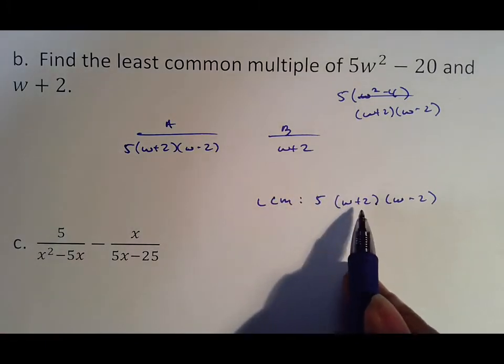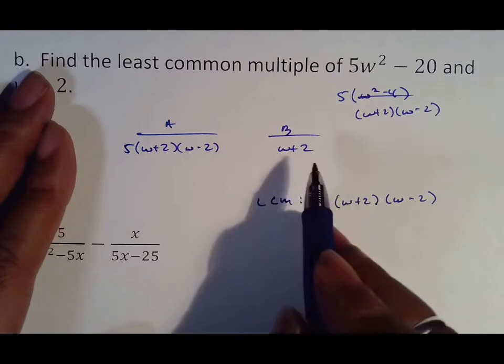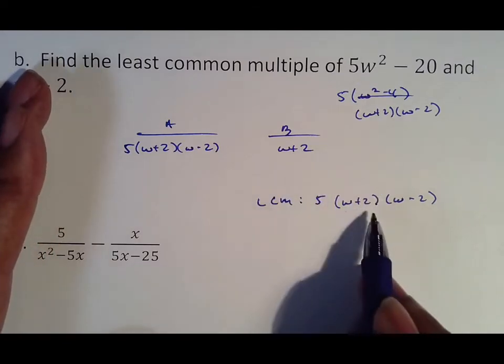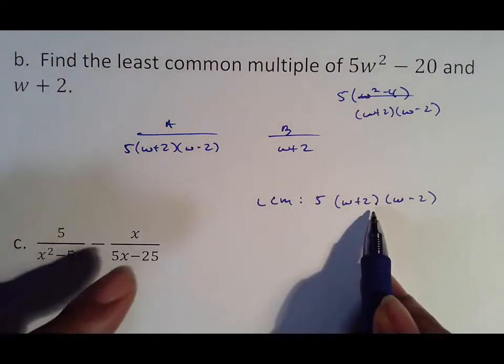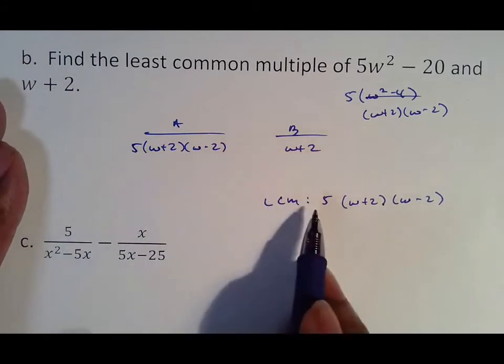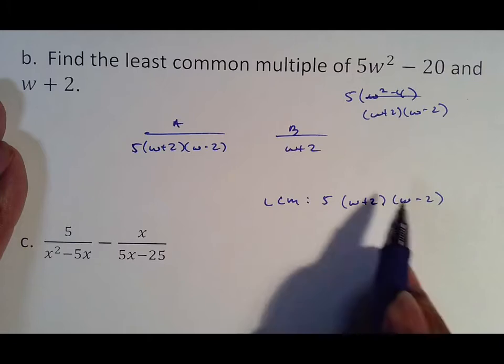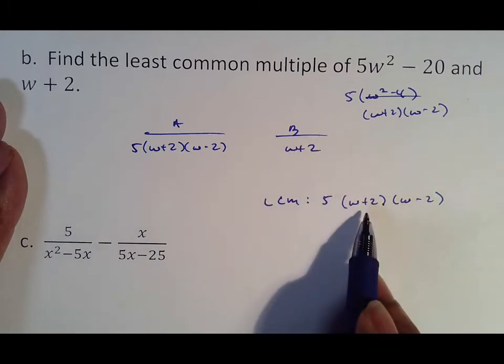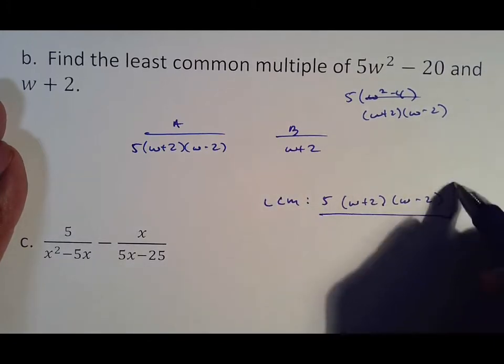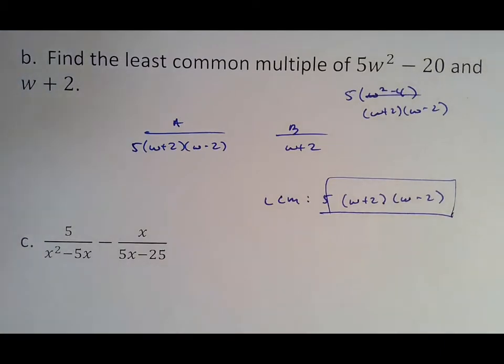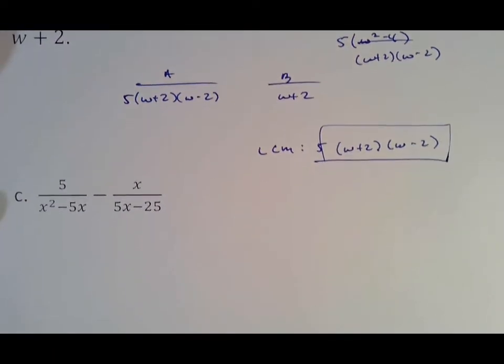The only reason I would need to write another w plus 2 is if this had 2 of them, and I would need 2 of them here. But based off of what I see, I need room for 1 5, 1 w plus 2, and 1 w minus 2. And because this is only 1 w plus 2, then I don't need to do anything else. This is your least common multiple. So again, that's what our work is pretty much about today. Make room for everything in the denominator, and then we make the answers actually work. So here we go.